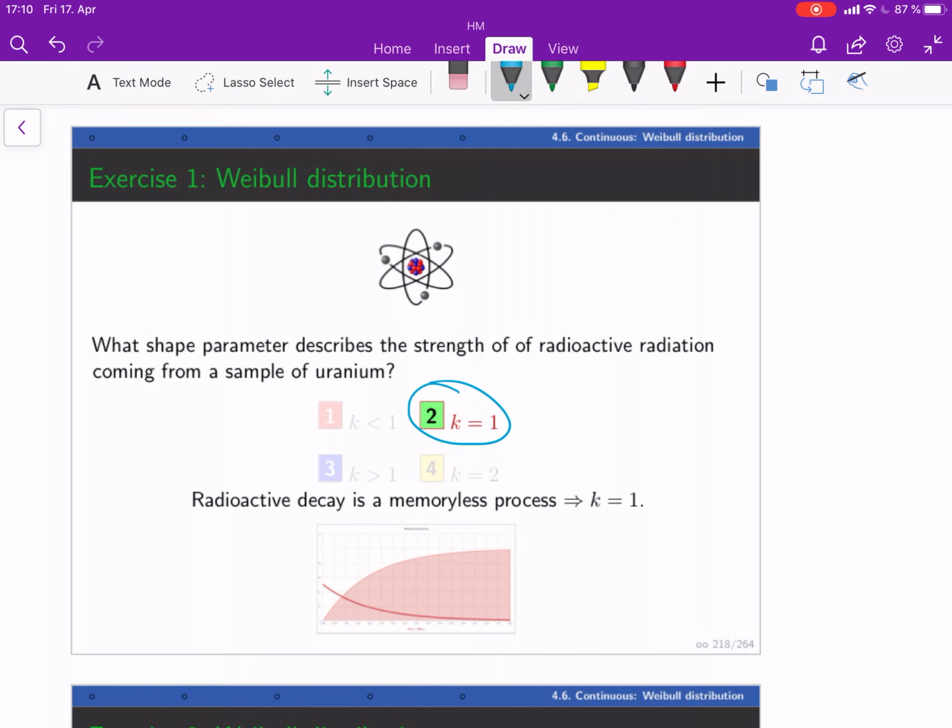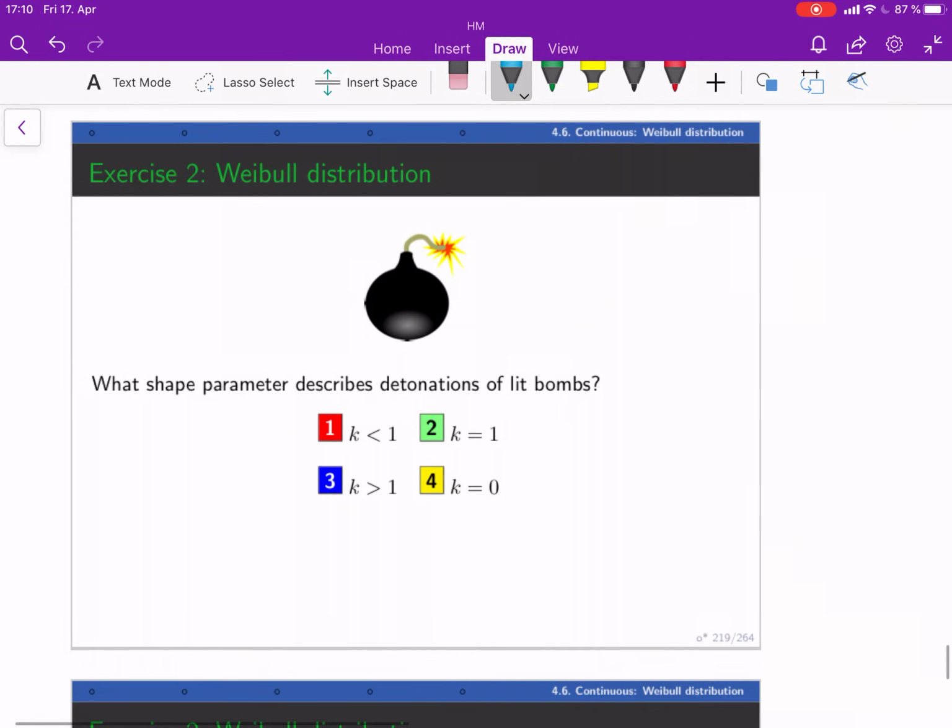So k equals 1, basically these decays are completely independent of each other. Each atom just spontaneously decays, they don't influence each other. So it's a memoryless process, we say. It doesn't matter what happened before, what other atoms are doing, only the moment counts. And k equals 1 is the shape parameter that describes something like that. Let's go to something more maybe intuitive.